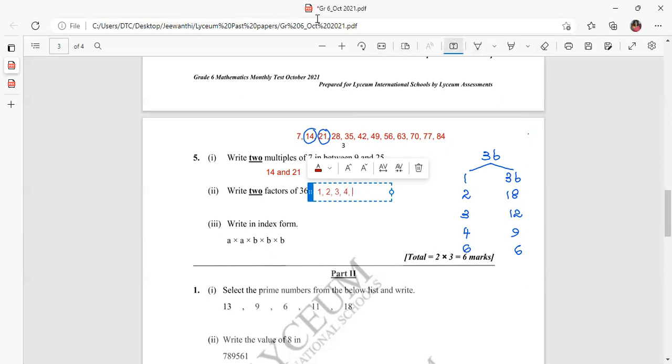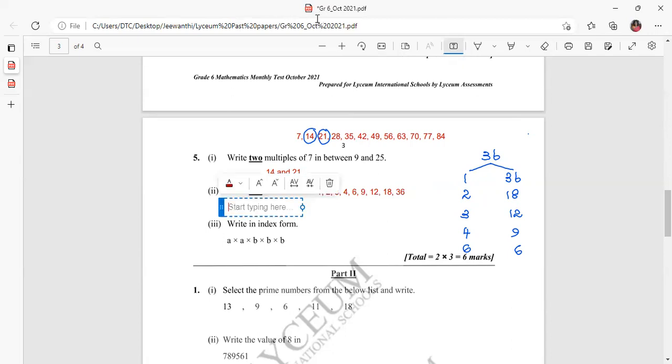So then how we are going to get this? 4, then 6, then 9, 12, 18, 36, right? Out of these factors, we want to write the answer. You can write any 2. Maybe you are writing 4 and 9. Any 2 out of these. You want to write 2 factors. So then here you want to write the next one in index form.